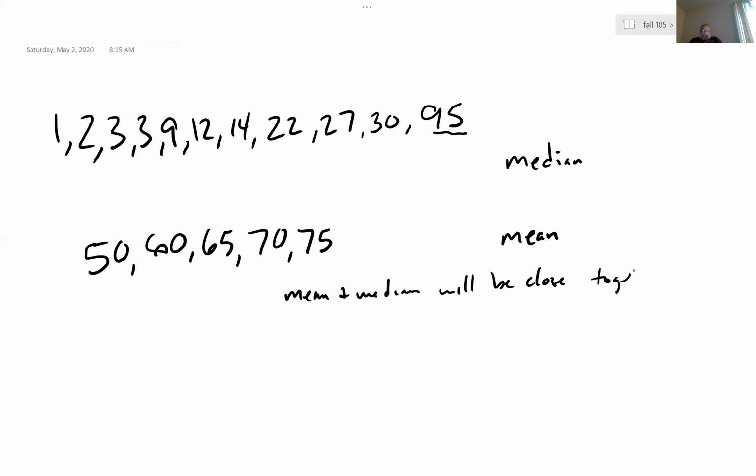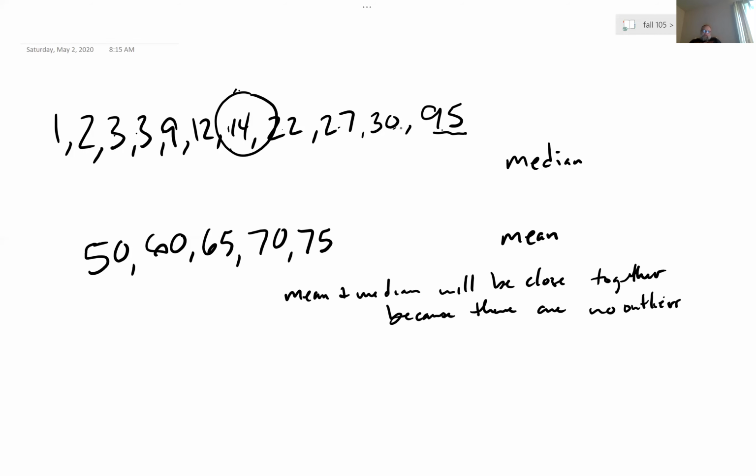because there are no outliers here. There's no weirdos. Up here, I'm telling you right now, if this is the median, I could count 1, 2, 3, 4, 5, 6, 7, 8, 9, 10, 11, then 1, 2, 3, 4, 5, then 1, 2, 3, 4, 5, 6.